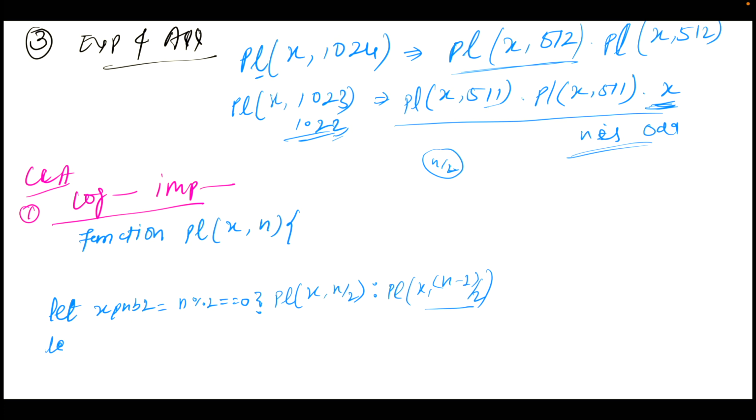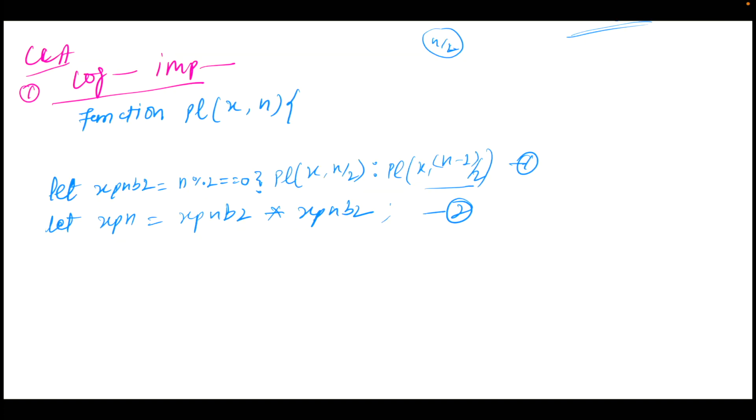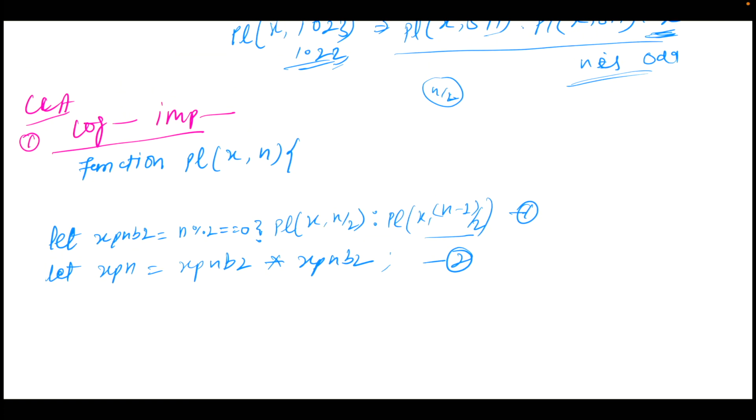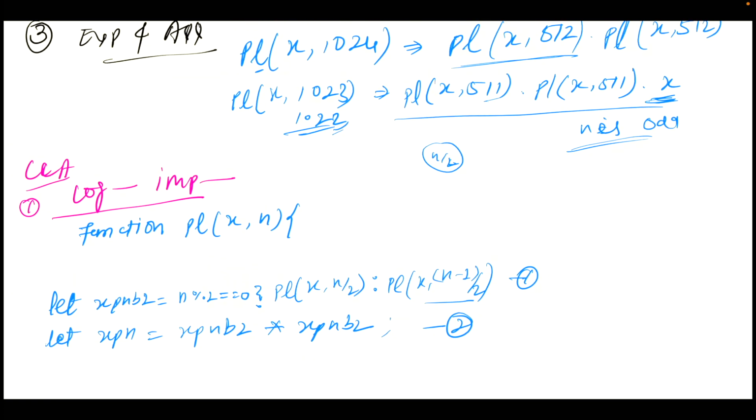And the next line will be: let x to the power n be x to the power n by 2 into x to the power n by 2, right? This will be our first line of code, this will be our second line of code. And one more thing, we implement line number 2 only when the formula is satisfied for this case.